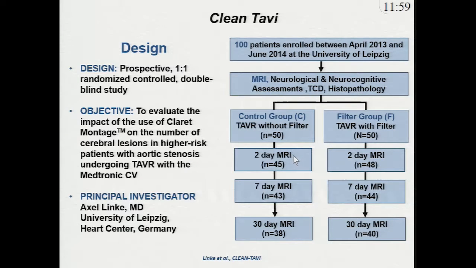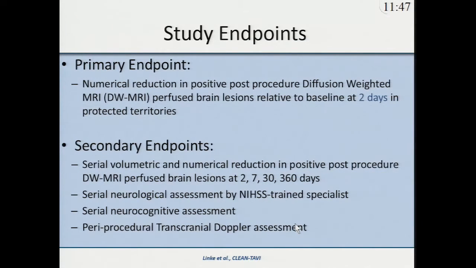Two days after implantation of the percutaneous device, MRI was obtained, and this MRI was repeated after 7 days and after 30 days. These are the two endpoints. The primary endpoint was the numerical reduction in positive post-procedure diffusion-weighted MRI, and the secondary endpoint was the serial volumetric and numerical reduction in the positive post-procedure MRI scan.